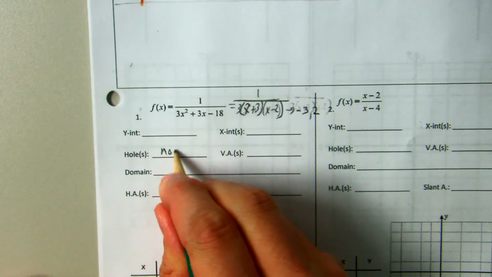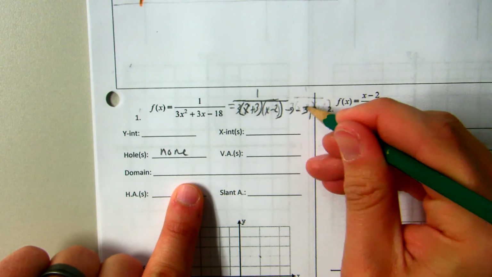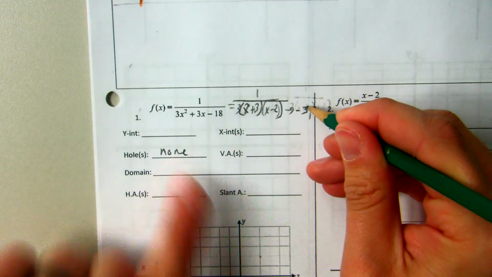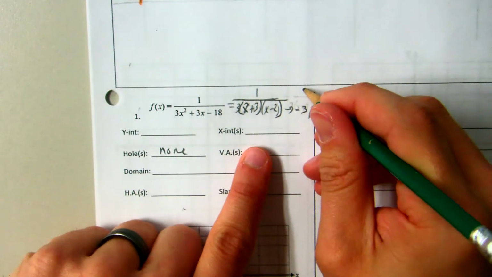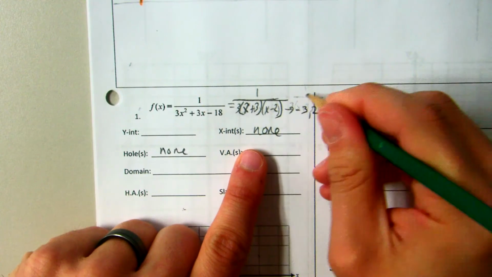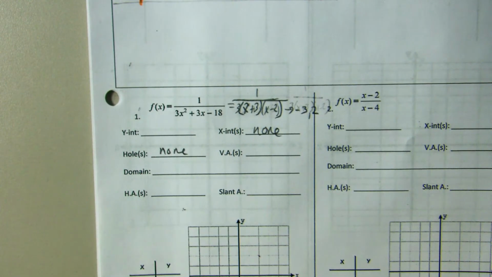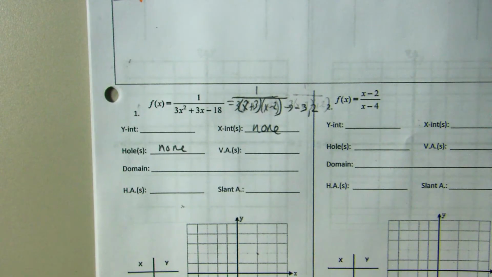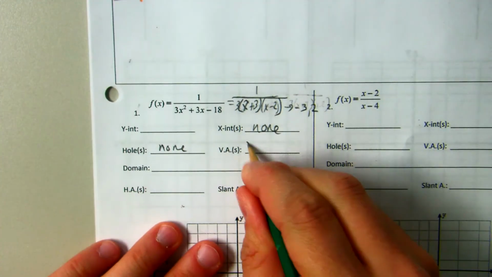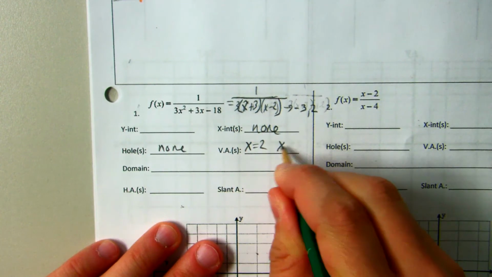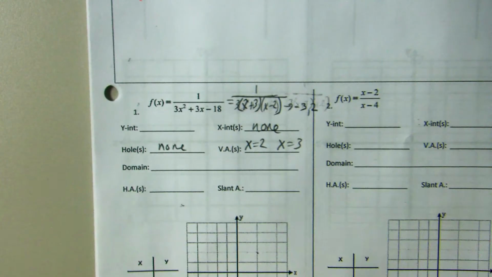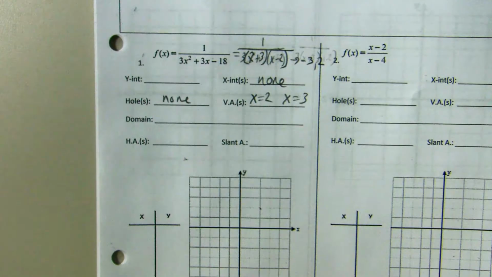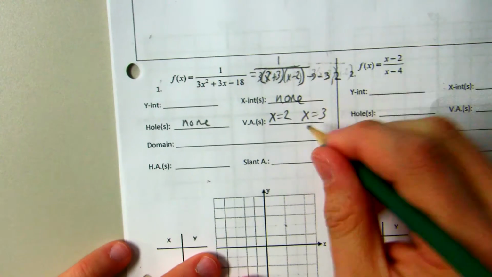There's no holes. There's no number that makes the numerator and denominator 0 at the same time. There's no x-intercepts, because there's no numbers that make the numerator 0. And there's 2 vertical asymptotes, because there's 2 numbers that make just the denominator 0. So x equals 2, and x equals negative 3. Negative 3, yes.